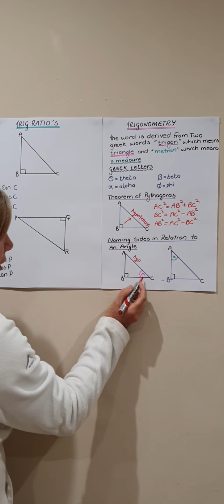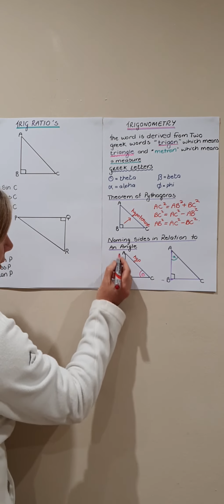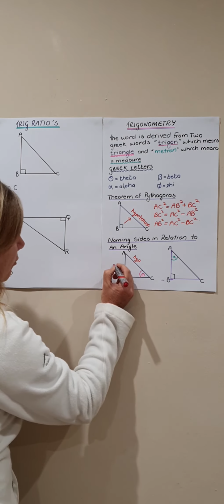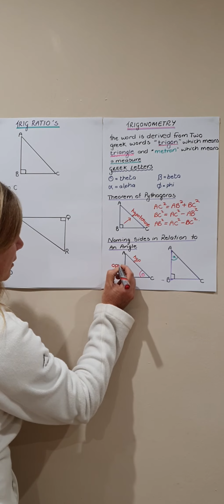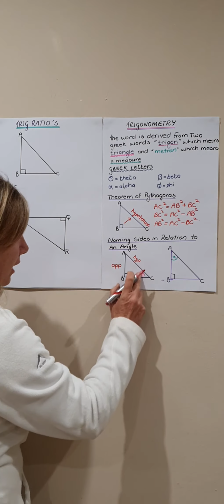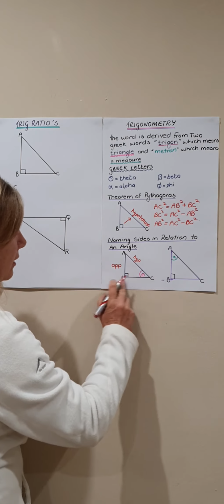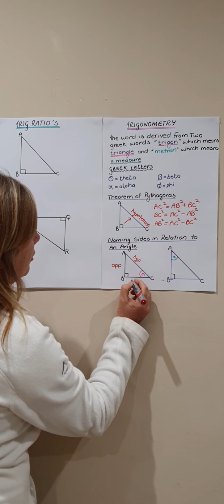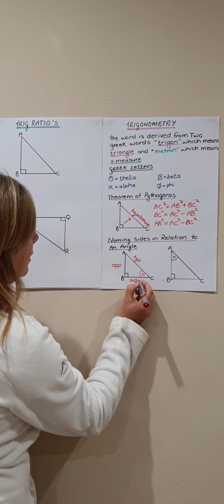The side opposite theta is AB, and I therefore refer to it as the opposite side, and I shorten it to OPP. And then the side next to this angle theta, instead of next to, I use the word adjacent, ADJ.